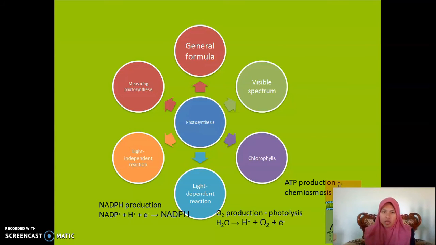Okay, now, it's inevitable when we talk about photosynthesis, we will encounter light dependent and also light independent. So in light dependent reaction, nama pun light dependent, meaning that it needs the light. It depends on the light. So this reaction, untuk light dependent, we have three process: NADPH production, O2 production, which we also call it as photolysis, and also ATP production. So that is the light dependent reaction.